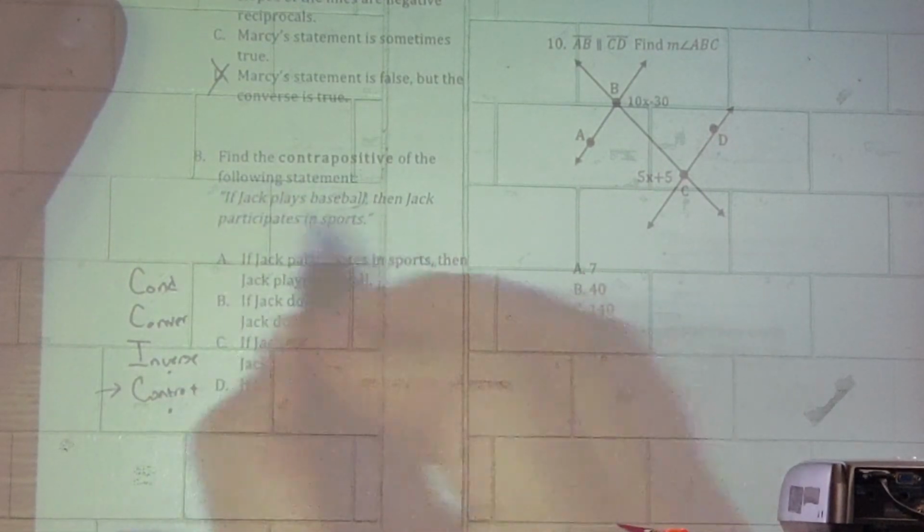So if Jack plays baseball, needs to move to the end. And Jack participates in sports means to move to first, but they need to be the opposite. So the opposite of Jack participates in sports is Jack does not participate in sports. And that looks like there's only one possible answer. D. Jack does not participate in sports.